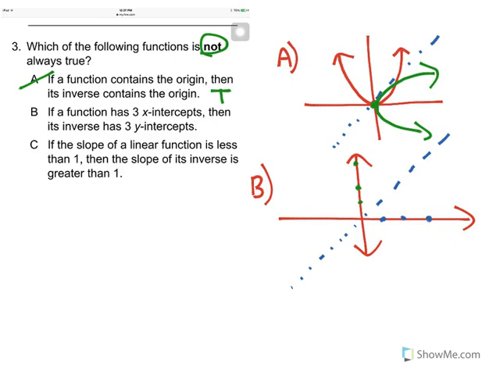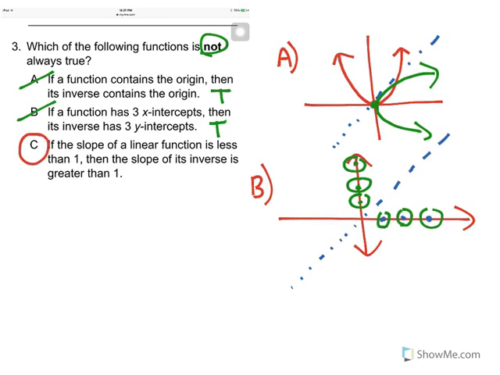So therefore, if the original function has these as x-intercepts here, then the inverse has these y-intercepts, and that would also be a true statement. So therefore, again, we're looking for a false statement. The true statement is eliminated. And that would only leave us C as a possible answer choice. And so let's take a look at C.